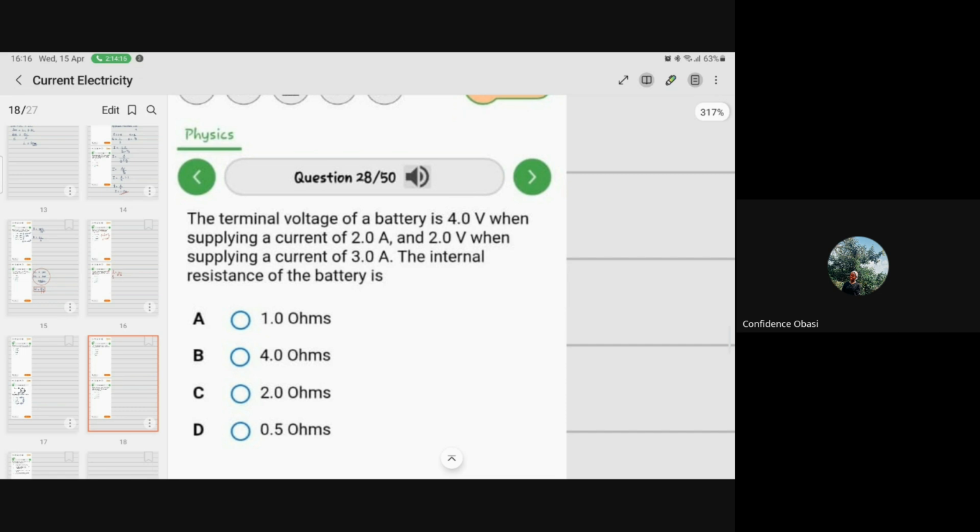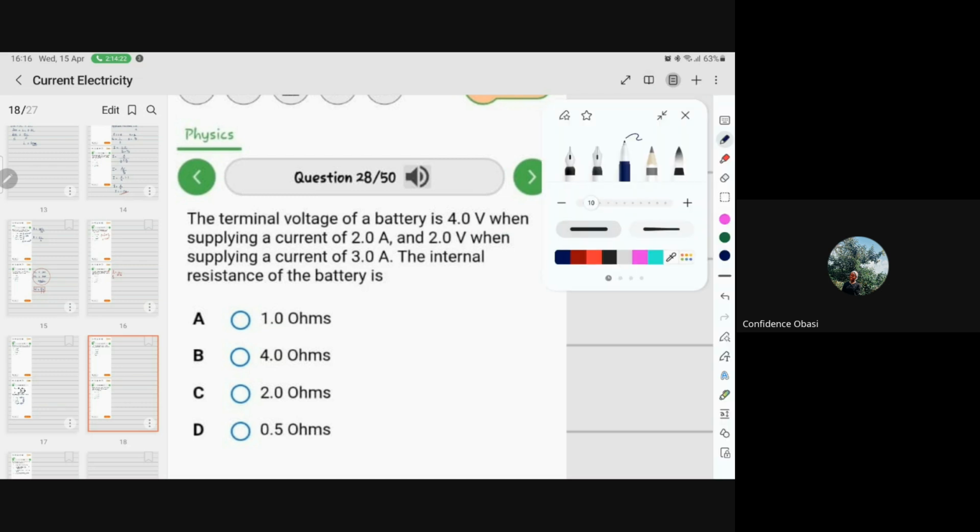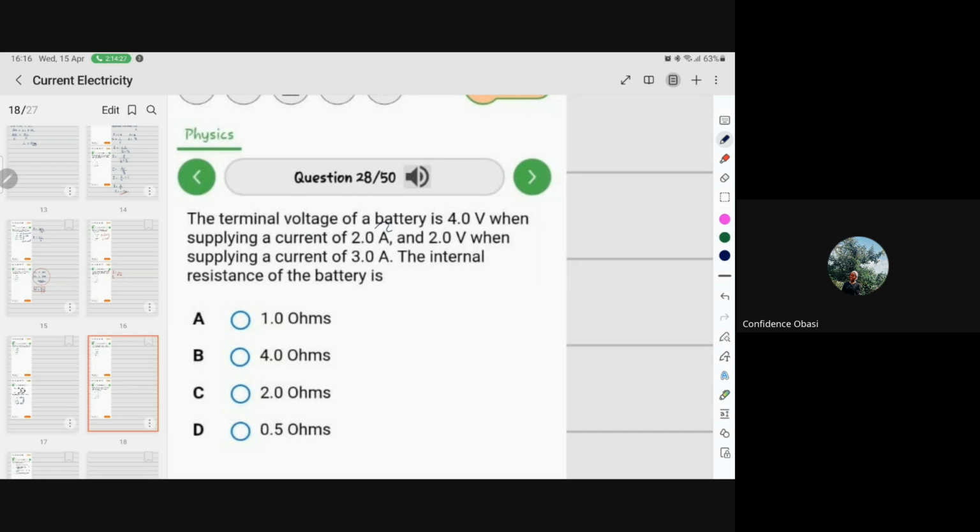All right. So they said the terminal voltage of a battery is this and supplying a current. Look at this one right here now. You guys are laughing. All right. So this one says that the terminal voltage of a battery is 4 when supplying a current of 2, and the internal resistance of the battery is what? Remember what I gave you? First of all, you have to get V, use that relationship. V is equal to E minus what? IR. All right. So apply this to get your answer.